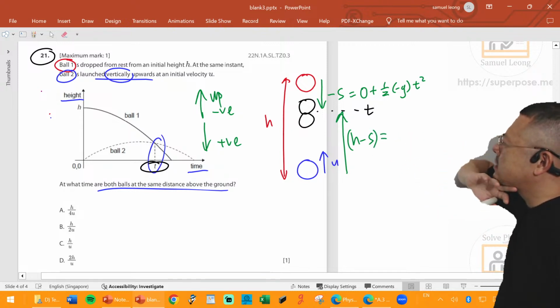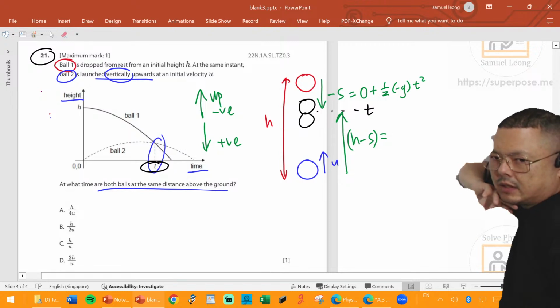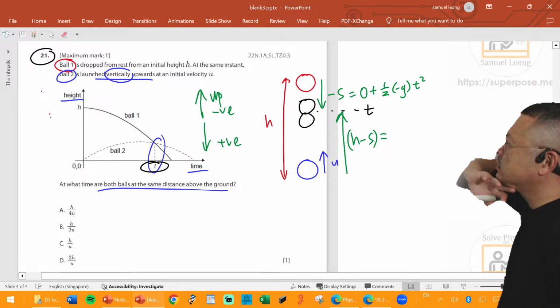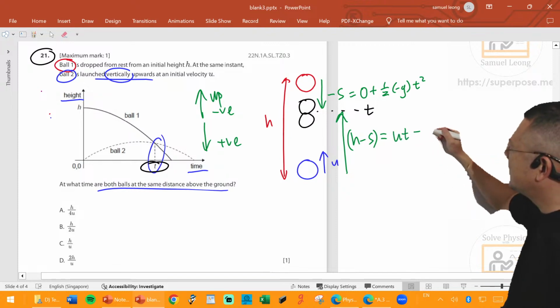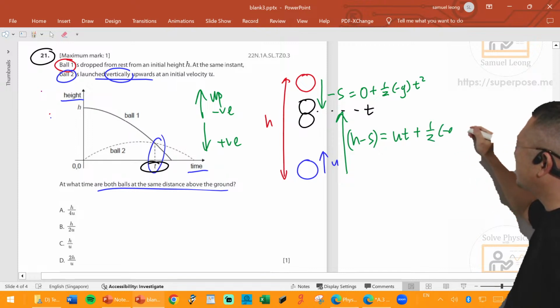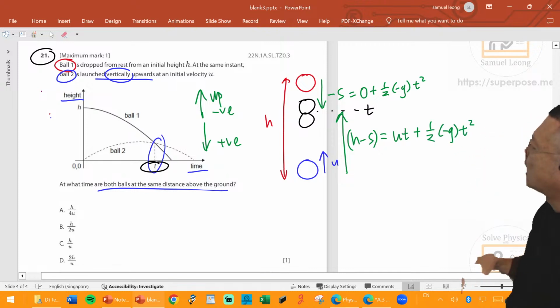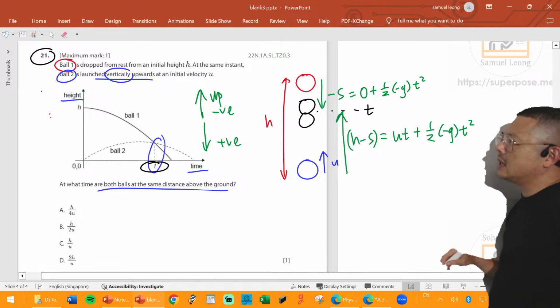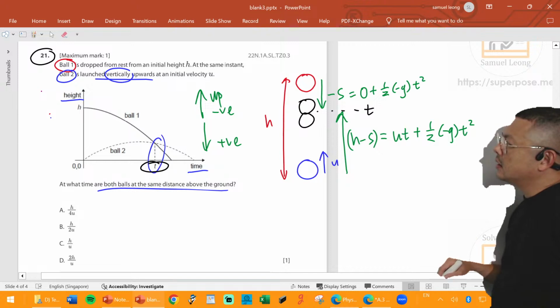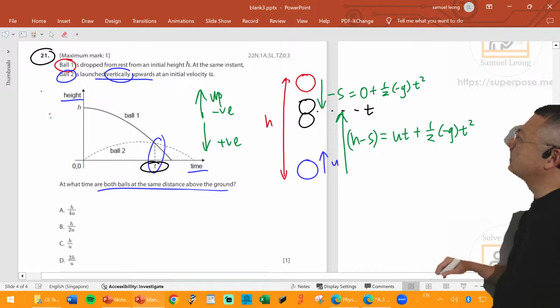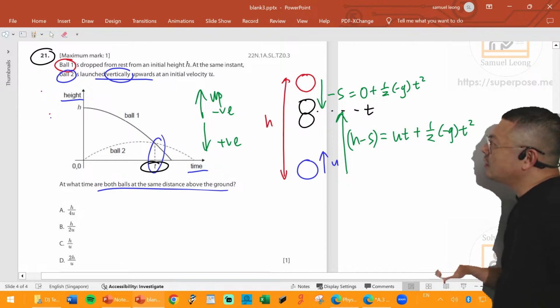H minus S is positive. Yeah, H minus S will be a positive value, equals u t plus half negative g t squared. I think this should be the case. Unfortunately you have to make t the subject.